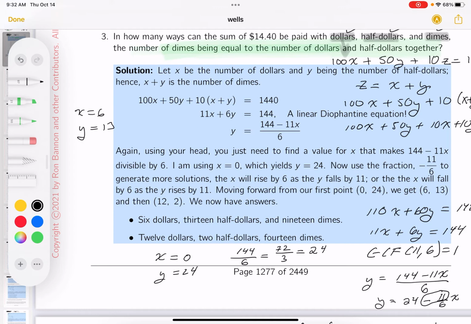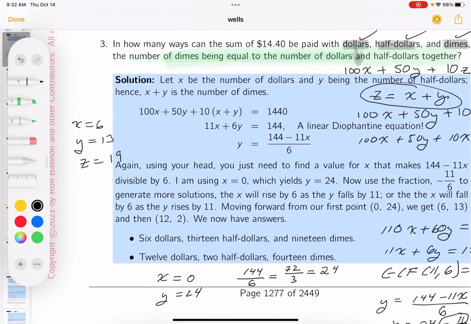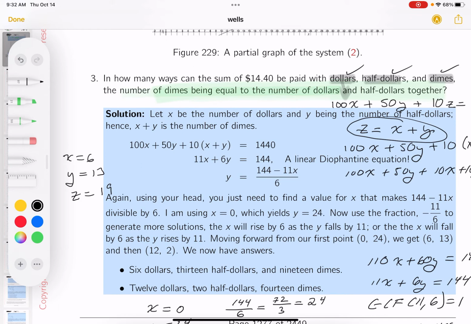Now, what does this mean? And I got to be real careful about this. This means that z is this thing over here. And what's x plus y? 19. Now, granted, maybe I didn't write everything down for you, but x is the number of dollars, right? So I have $6. And then y is the number of half dollars. And what would that give me? Well, 13 would give me 13 halves, right? And 13 halves is going to be $6.50, right?